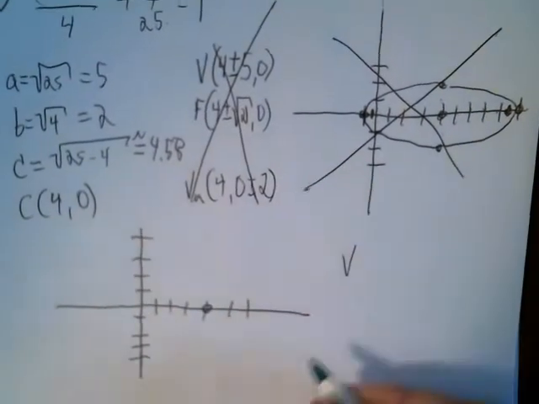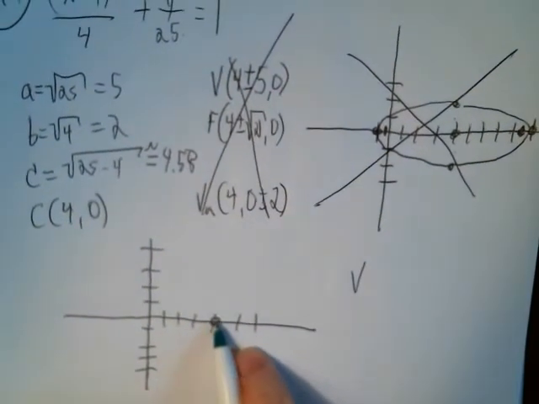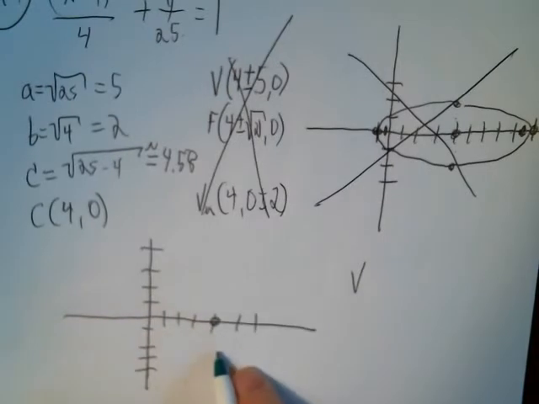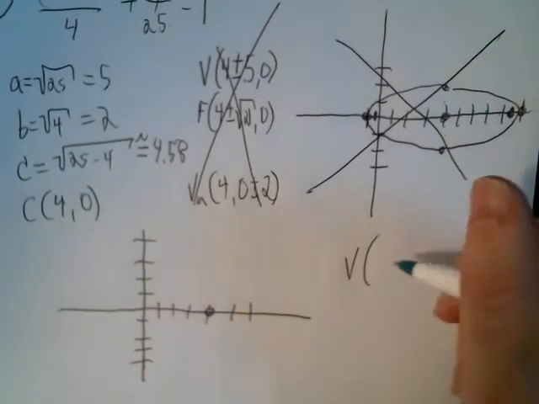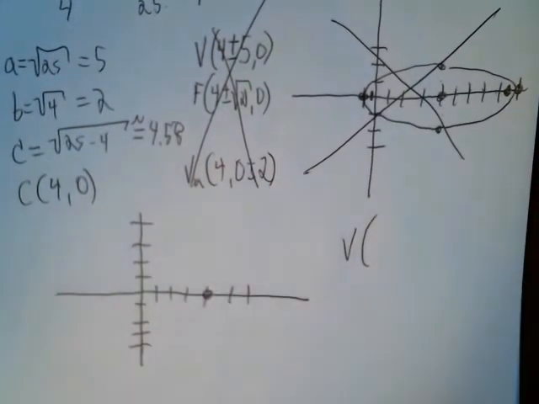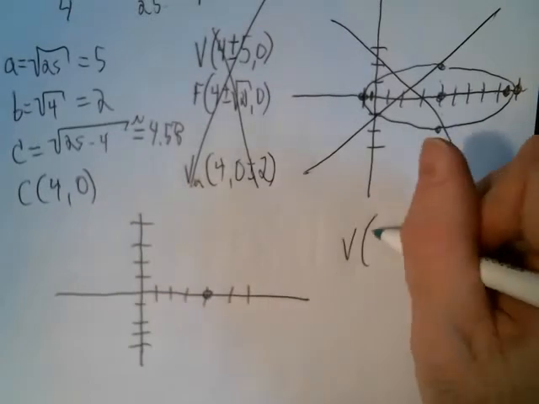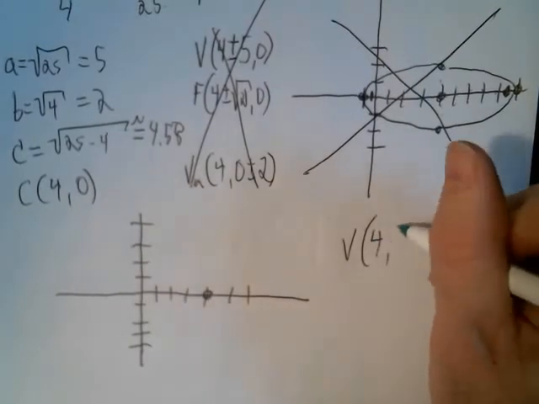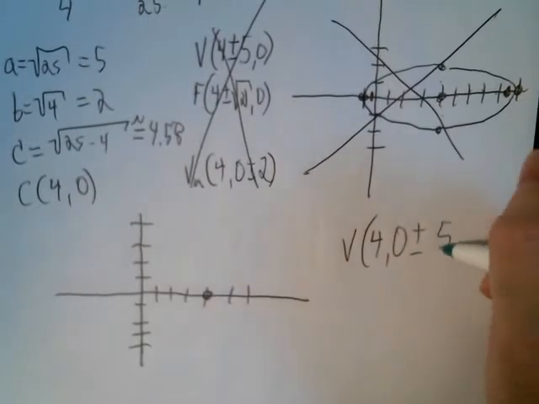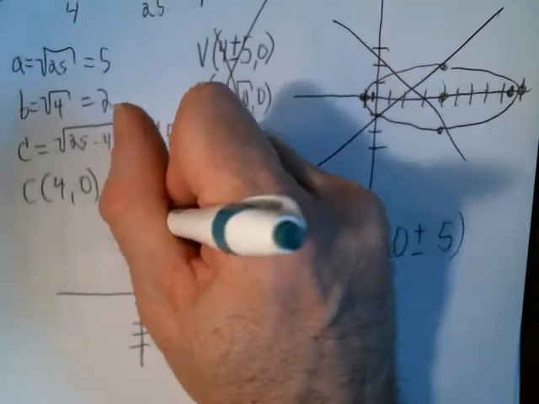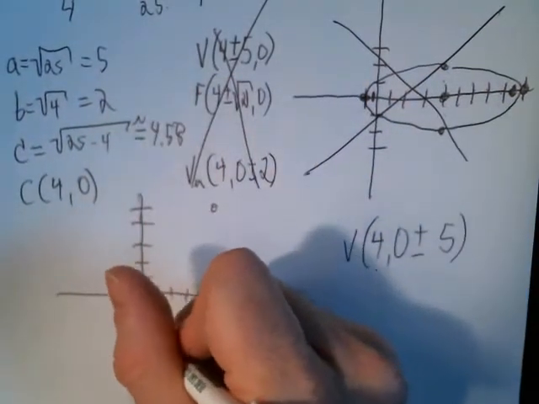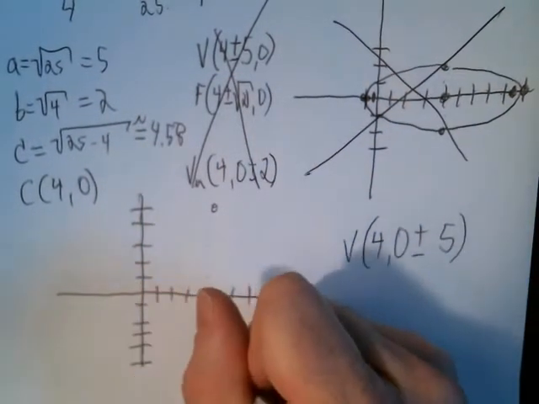So the vertices will be found by manipulating the y coordinate. So the major axis will be parallel to the y-axis. So the vertices, we have 0, 4 plus or minus 5. So go up 1, 2, 3, 4, 5, and then down 1, 2, 3, 4, 5.